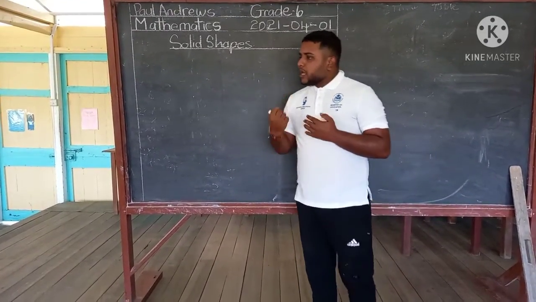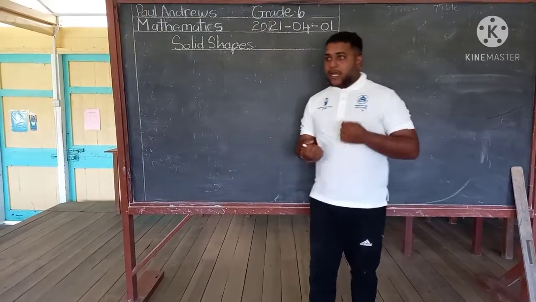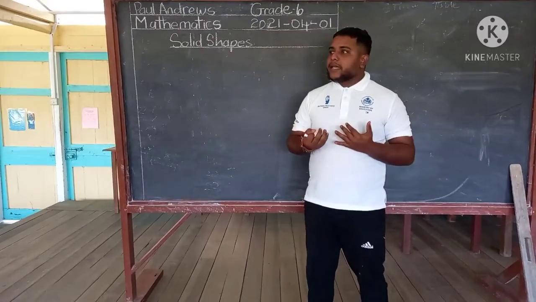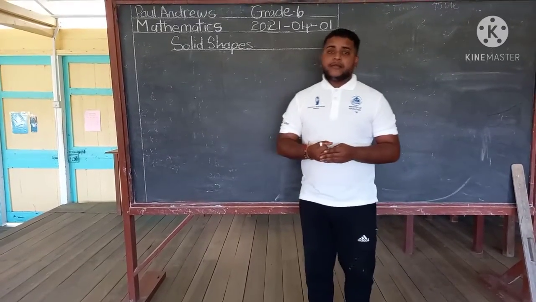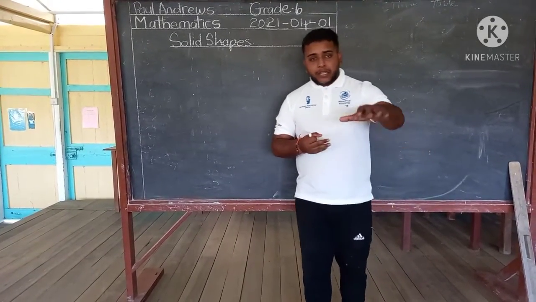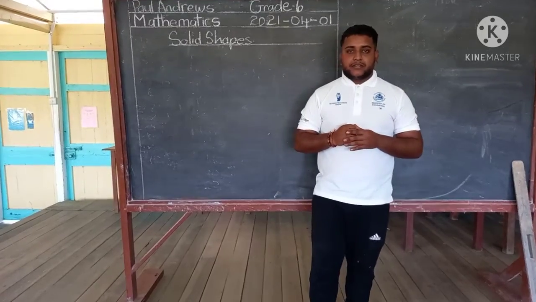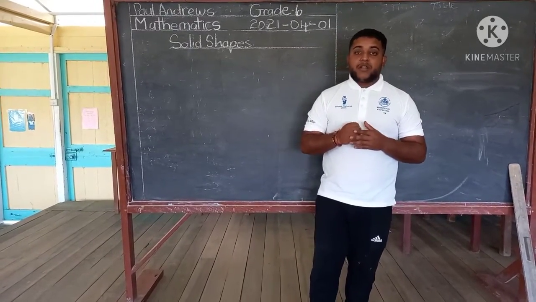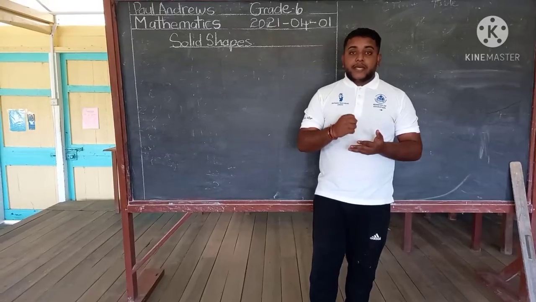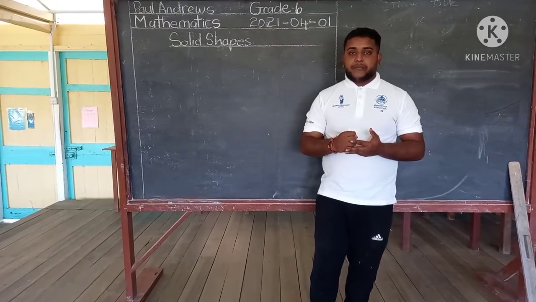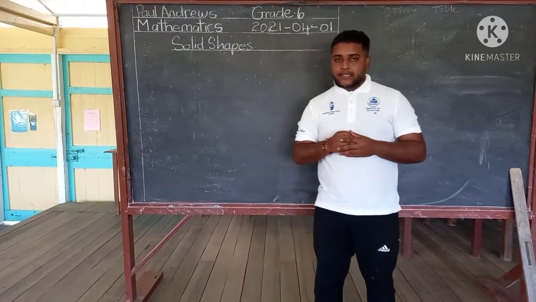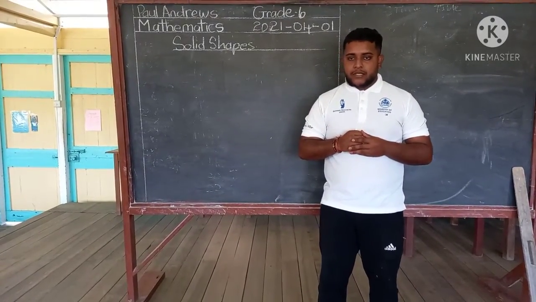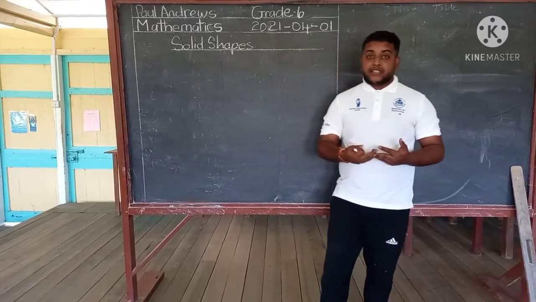Now, judging from the video, can you name me a solid shape? Anyone? Alright, Paul, name a solid shape for me. Yes, Paul, that is correct. A cube is a solid shape. Right? Carla, name me another one. Yes, a cone is a solid shape.